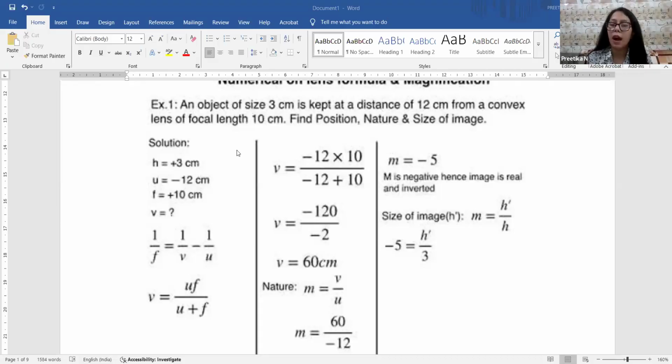Another formula: height of the image upon height of the object. Magnification you have taken out. Height of the object you were provided with. You can simply find the height of the image as minus 15 centimeter. So logically, your object was of 3 centimeter and the image was of 15 centimeter, which is clearly showing it is enlarged, right?